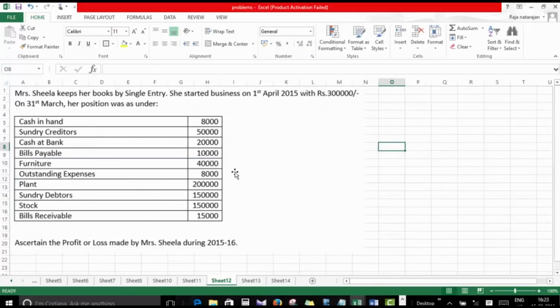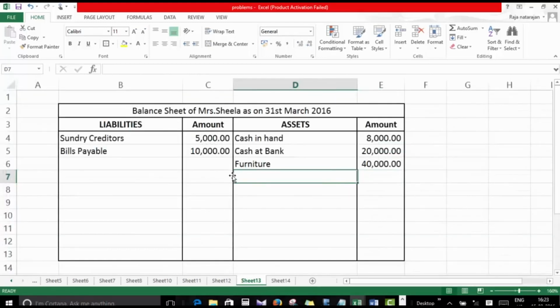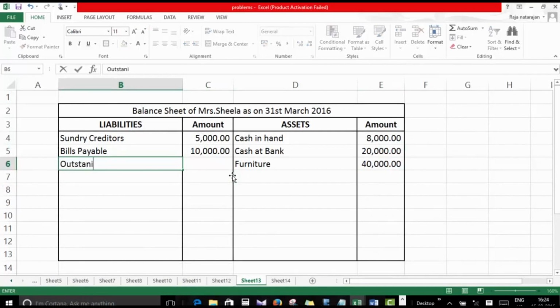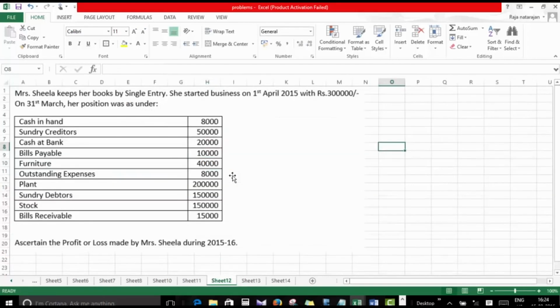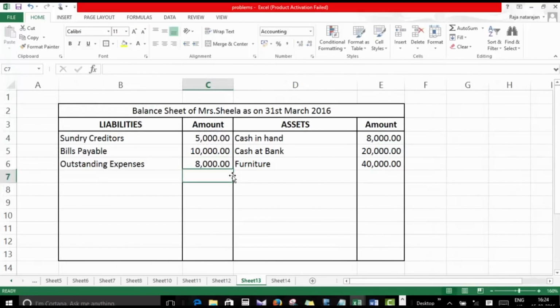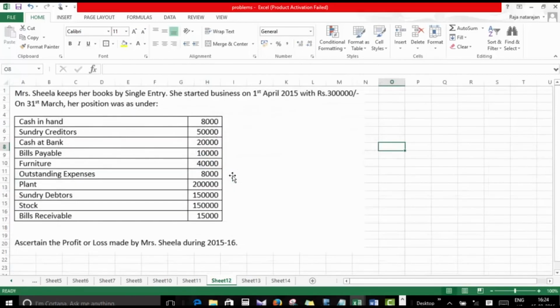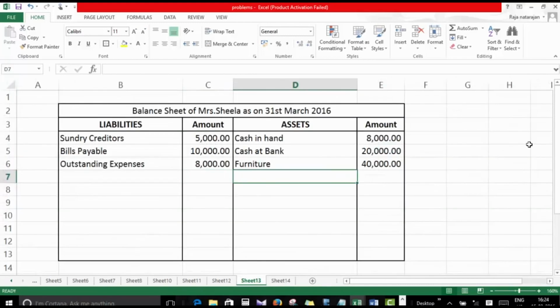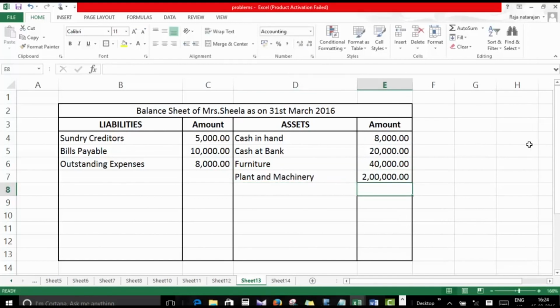Then next item, outstanding expenses. It's a liability. So let's capture here liability, outstanding expenses. What was the amount? It was 8,000. Okay. Then go back. Plant and machinery, that is 2 lakhs. So we'll have that here. Plant and machinery, it is 2 lakhs.